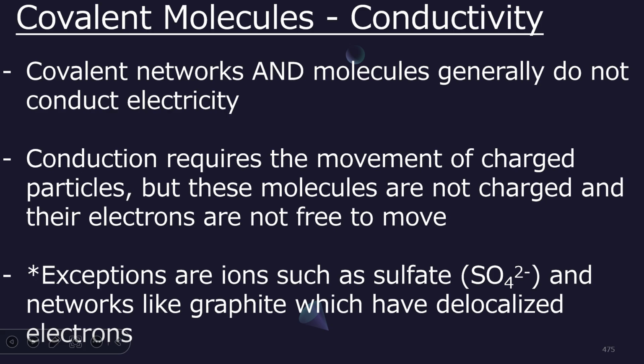Also, networks like graphite have delocalized electrons. Every carbon has a double bond, and so there's a highway where those double bonded electrons can travel anywhere on the surfaces. They conduct well. But those are exceptions.